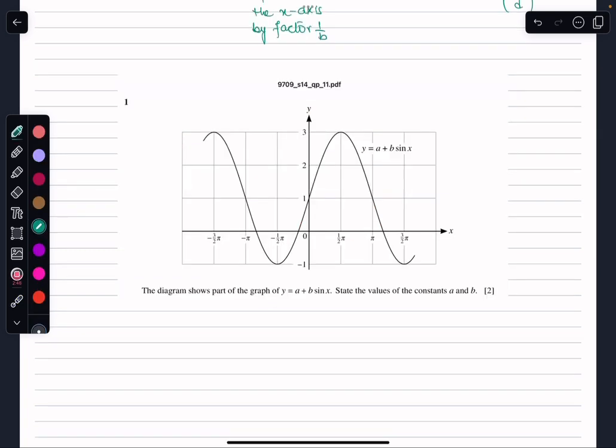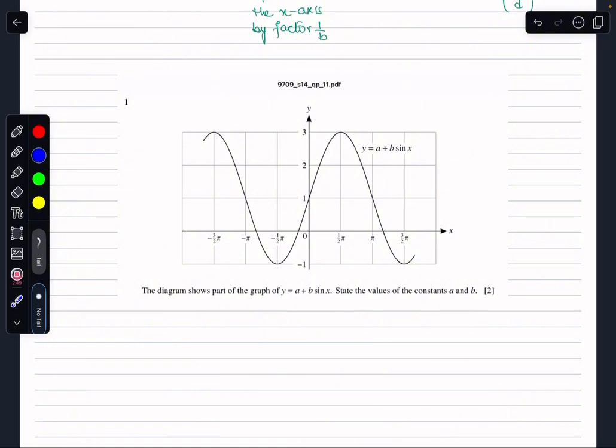And so let's solve this question from summer 2014, paper 1, variant 1, and it is question number 1. The sketch of the graph of y equals a plus b sine of x is given, and the question says the diagram shows part of the graph of y equals a plus b sine of x. State the values of the constants a and b.